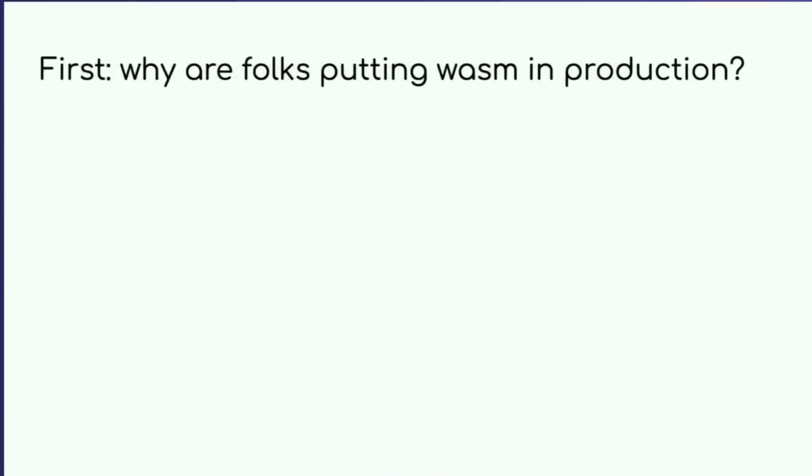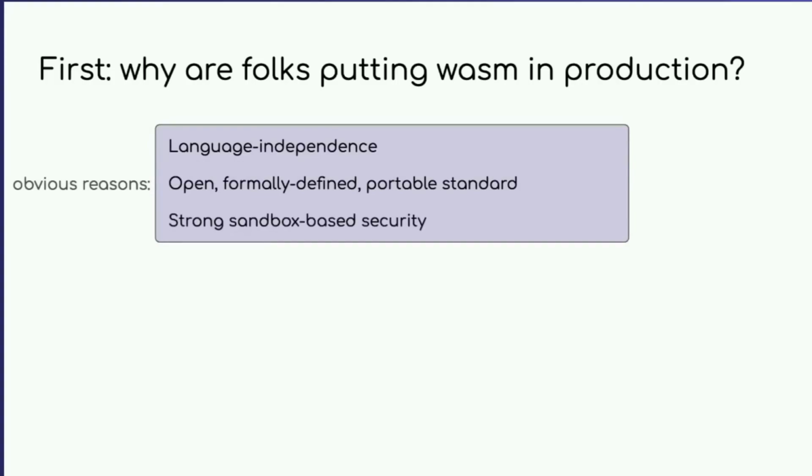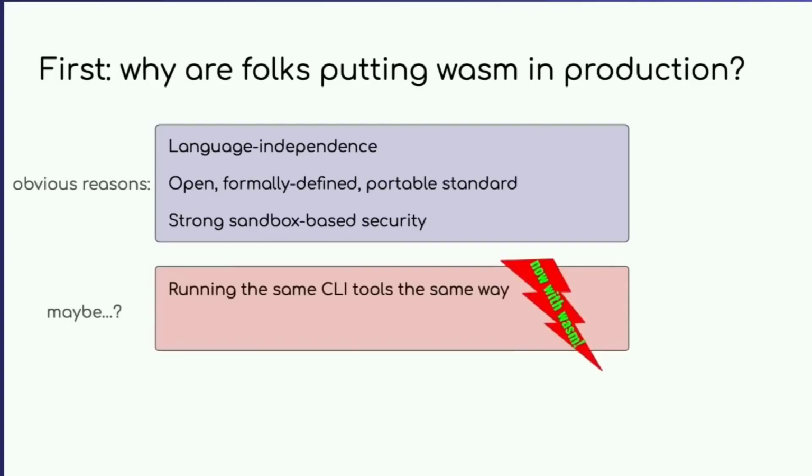Well, let's take a step back and say, first, why are people putting WASM into production? There are some obvious reasons, like language independence, an open, formally defined portable standard, and strong sandbox-based security. And then maybe we could ask, are we trying to run the same CLI tools the same way, just now with WASM as our instruction set? Or are we trying to run the same containers the same way, just now with WASM as the instruction set?